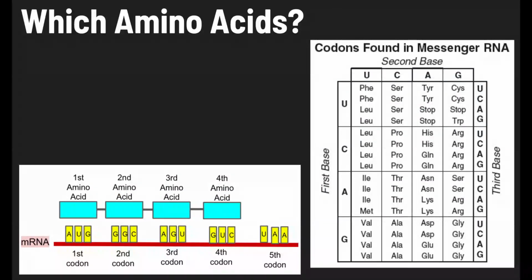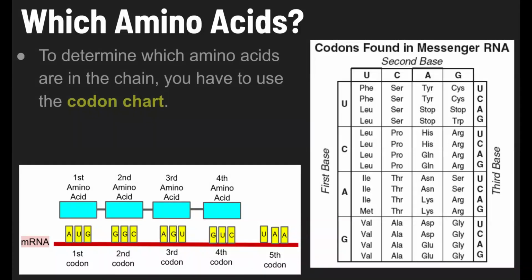Okay, now, I showed you how a chain of amino acids gets built during translation. But you not only need to know the steps and how it's built, you also need to be able to identify which amino acids are going to be in the chain. And to do that, to determine which amino acids are in the chain, you have to use a codon chart. So a codon chart, there's a couple different versions, and I'm going to show you how to read both. In this first version, it's a table that looks like this.